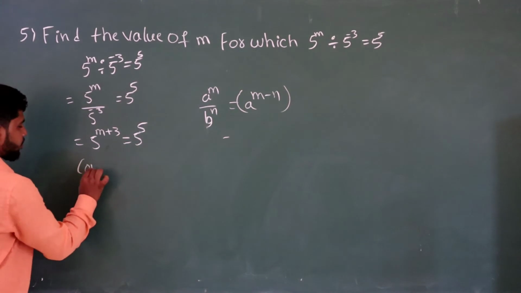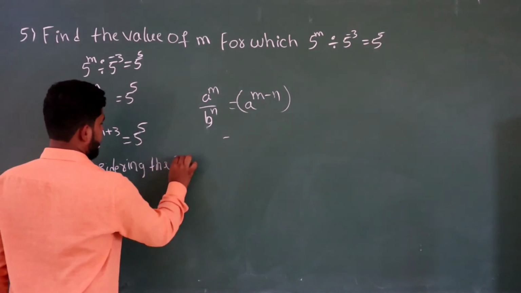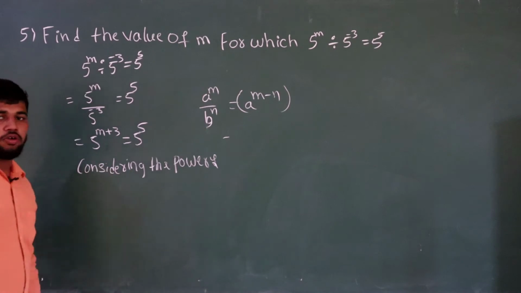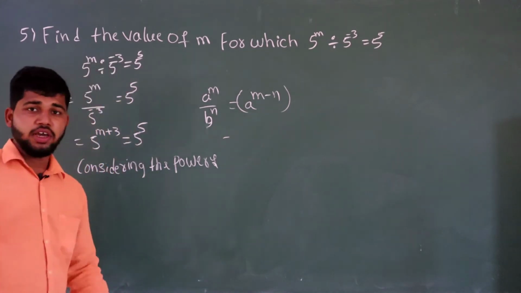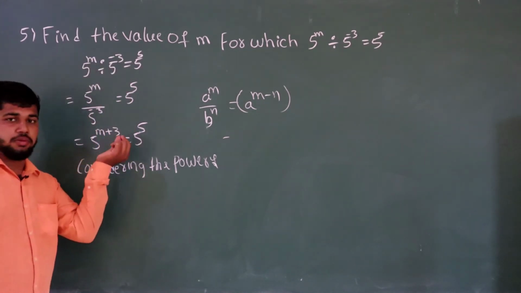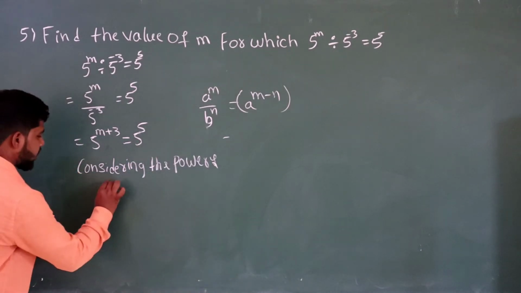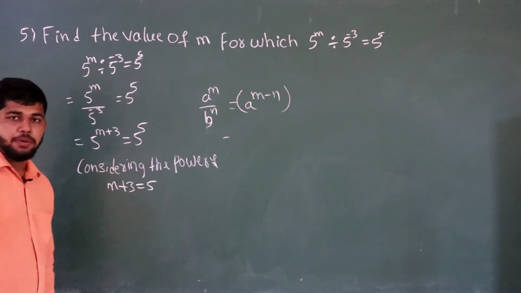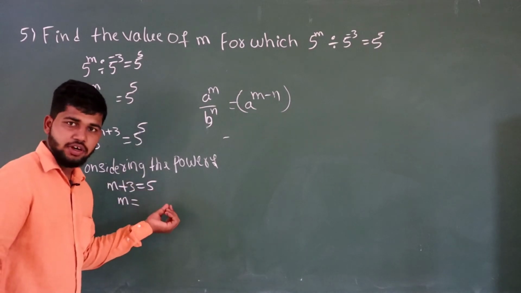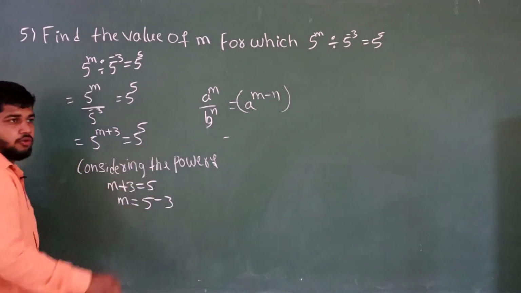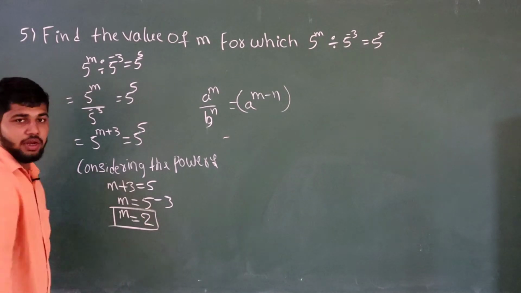Now we are considering the powers to find the value of m, because they asked for the value of m. We consider only the powers because the bases are same, both are 5. What are the powers? m plus 3 is equal to 5. Now m is equal to, the sign changes when it goes to the other side, 5 minus 3, which is equal to 2.